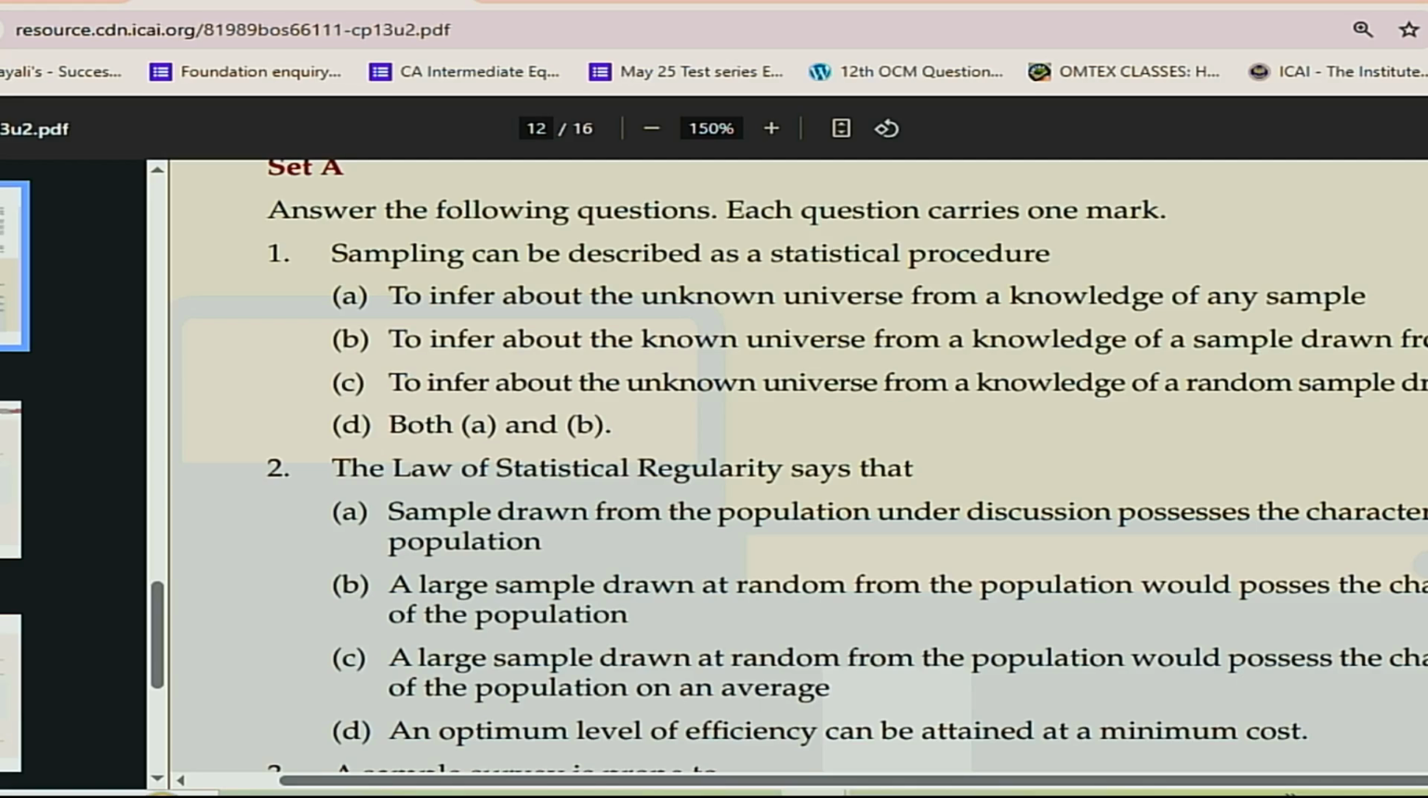Anybody knows the answer for question 1? Sampling can be described as a statistical procedure. What option? To infer about the unknown universe from a knowledge of random sample drawn from it.